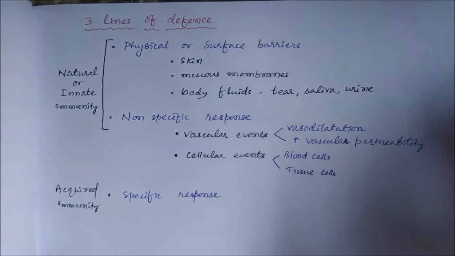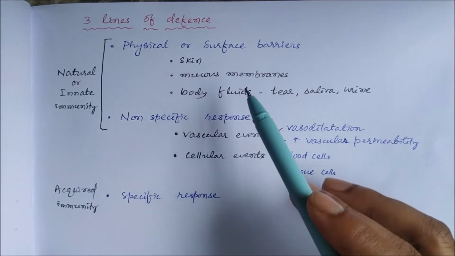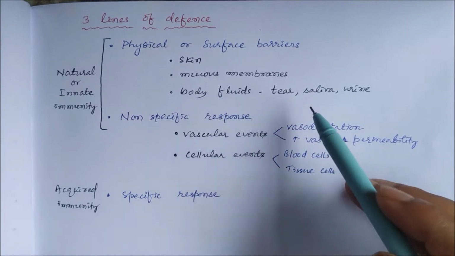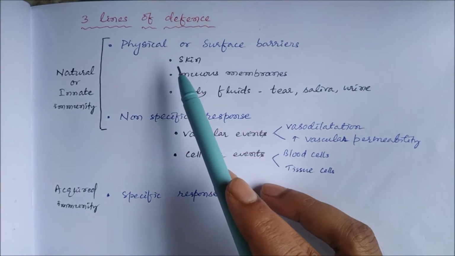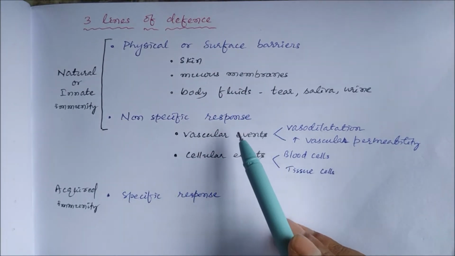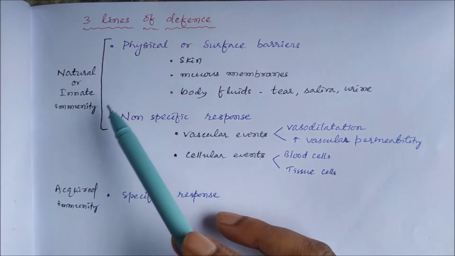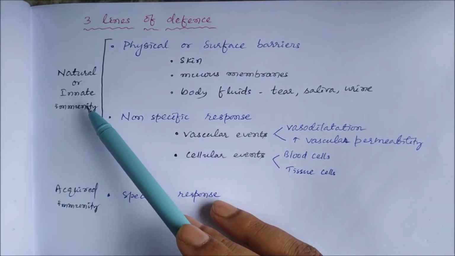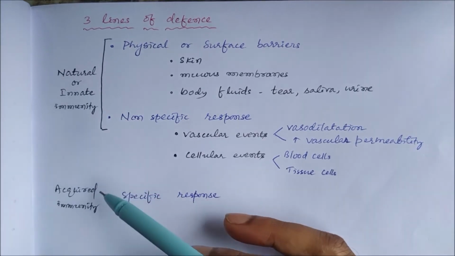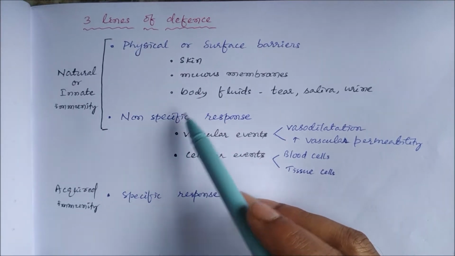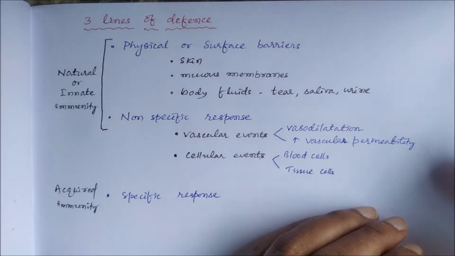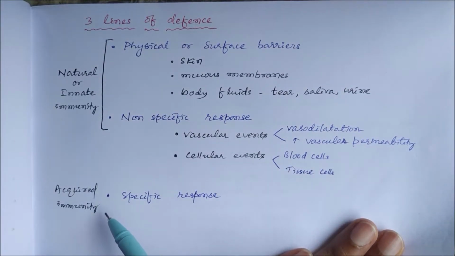So there are three lines of defense. The initial defense will be body parts like skin, mucous membrane, and body fluids like tear, saliva, urine, which provide the physical or surface barrier. If it is not sufficient, then we develop the non-specific response, and these two together provide us the natural or innate immunity. Immunity can be either innate immunity or acquired immunity. When the non-specific response is not sufficient, we develop a specific response through acquired immunity, which can either be naturally acquired or artificially acquired.